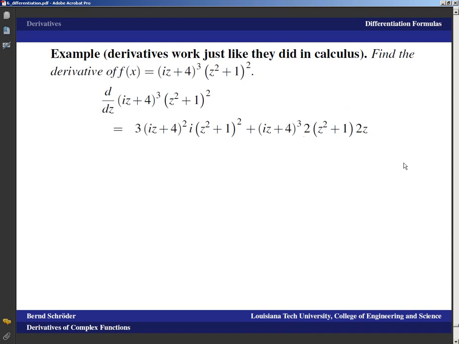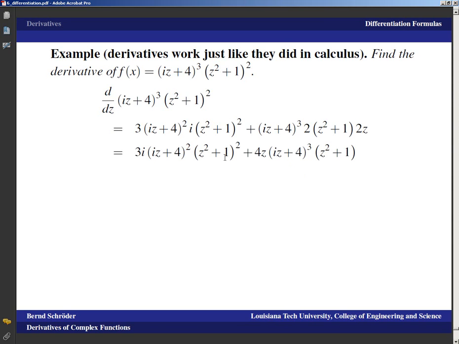And then we can factor that a little bit. Typically, there isn't too much we can do in the way of simplification, but because we'll always be interested in zeros of functions, if we have a chance to factor, obviously, then we should take that chance. So here we can factor out an (iz plus 4) squared and a (z squared plus 1).